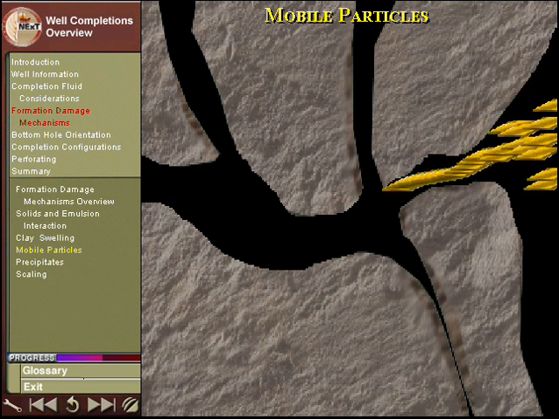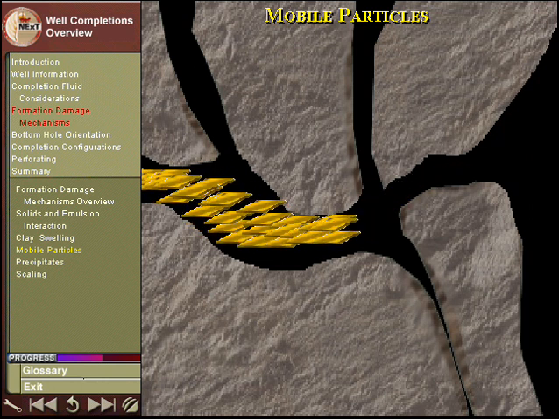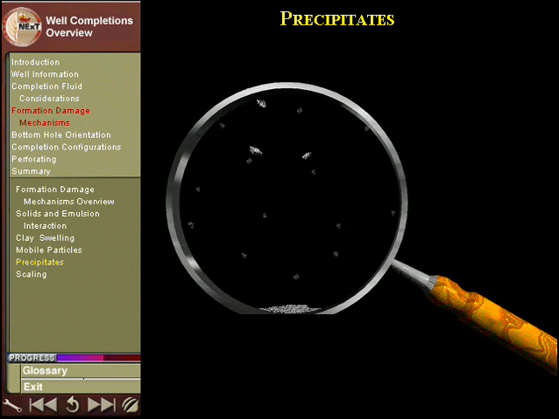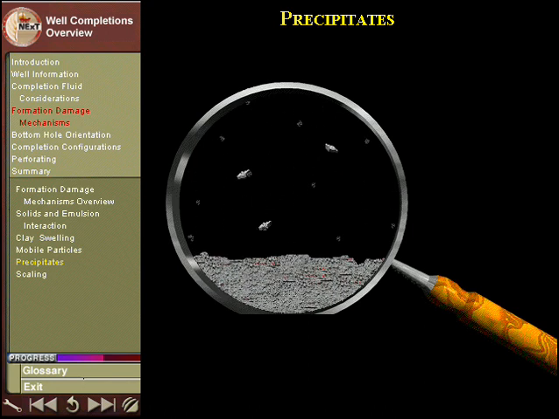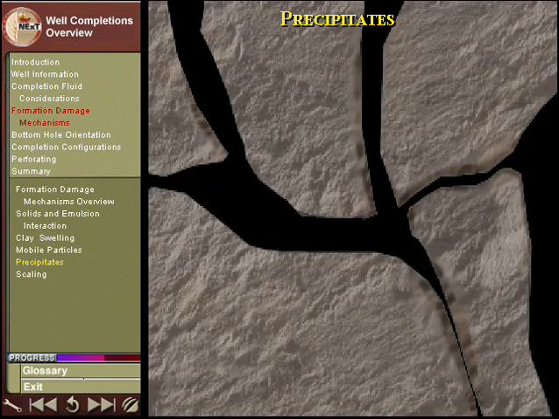Gradually increasing the production rate can help clean up these particles or fines and thus minimize formation damage related to mobile particles. Precipitates are solids which form in solution when incompatible fluids come into contact with one another. For example, when calcium chloride is added to seawater, calcium sulfate precipitates from solution.